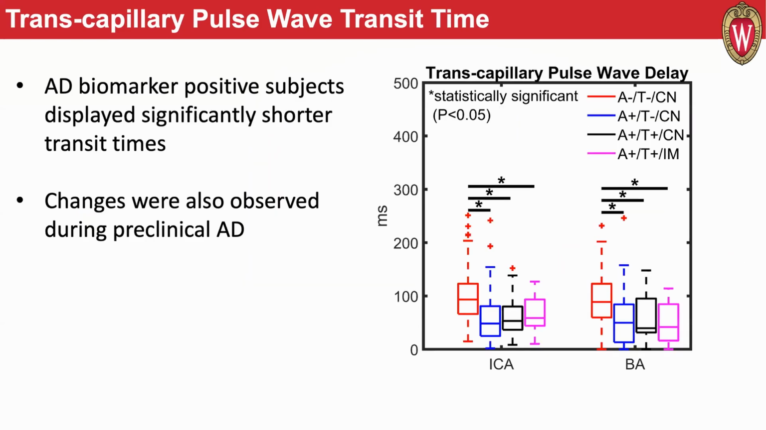And here you can see a summary of the trans-capillary pulse wave delay measurements for the 4 groups, measuring the internal carotid artery and the basilar artery. And in our study, we found that significantly shorter transit times were associated with faster pulse wave transmissions in AD biomarker positive subjects. And these changes were also detected in cognitively normal subjects, that is, during the preclinical phase of AD. And these results are indicative of vessel and/or capillary stiffness.